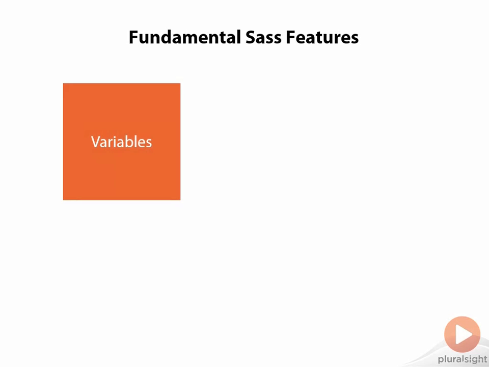So let's get a brief overview of some of the fundamental features of Sass. The first feature is Sass variables. Just as we can use variables in our regular programming languages, in a Sass file, we can create our own variables and assign them values. So these values could be something like a color value or a pixel value.